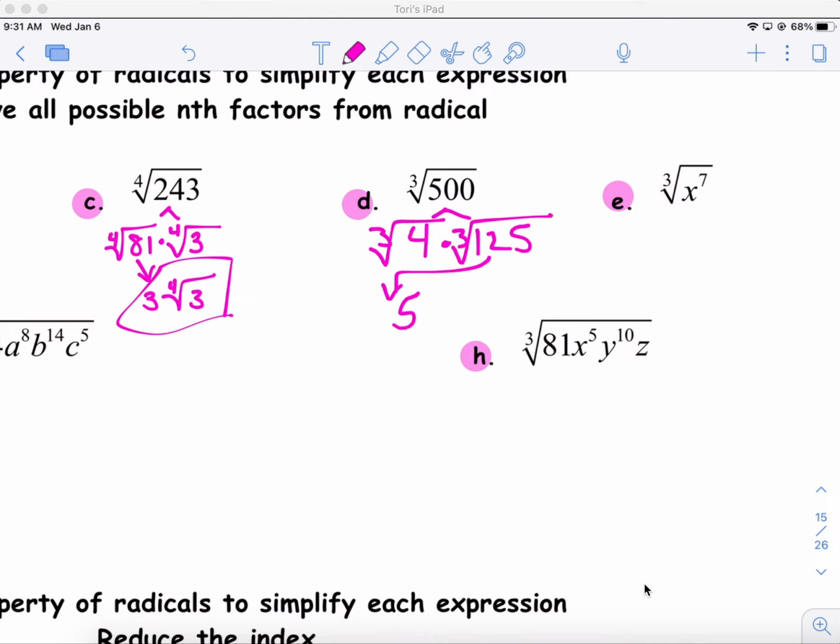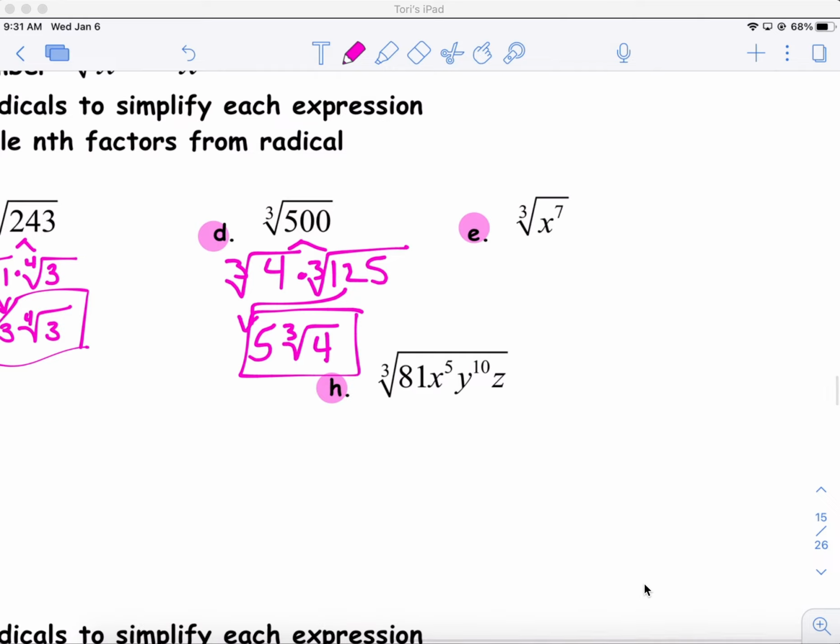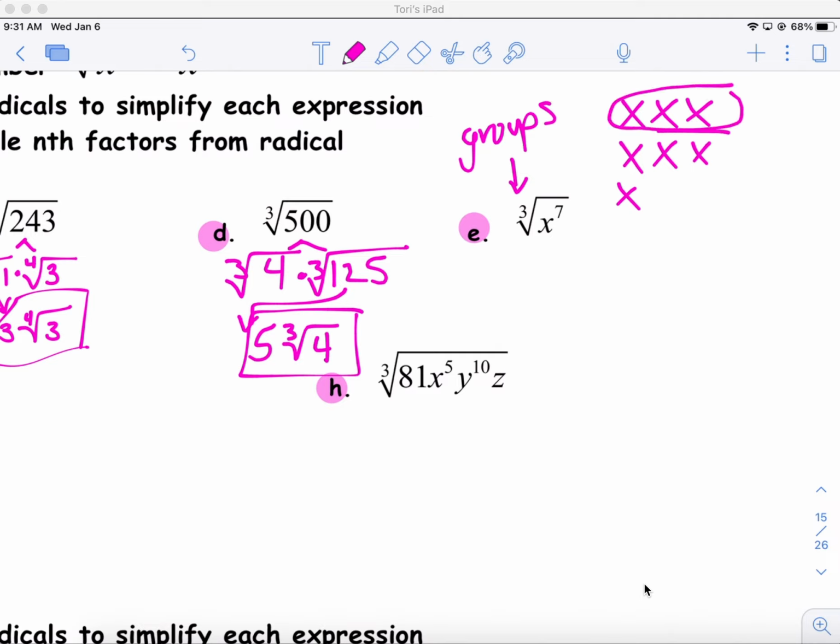All right, when it comes to using variables, remember that x to the 7th really just means you have 7 x's, and we're trying to put them in groups of 3. So I can make 1 group, 2 groups, and 1 has to be left inside, okay? So I can pull out 2 for the outside. I have to keep 1 inside, okay?